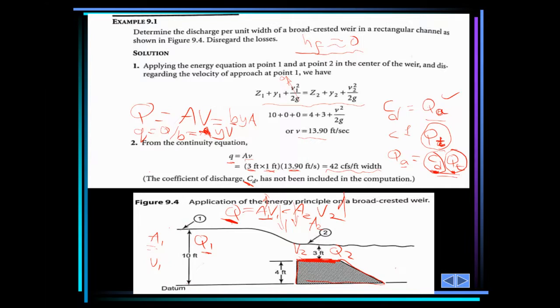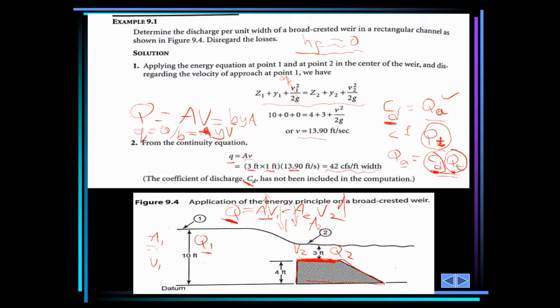If we were to go to the lab and measure the flow rate, it's going to be lower than 42 cubic feet per second per foot width, because the actual flow rate is usually lower than the theoretical flow rate. And how do we adjust? The coefficient of discharge takes care of all the assumptions that were made in the derivation of the theoretical discharge.